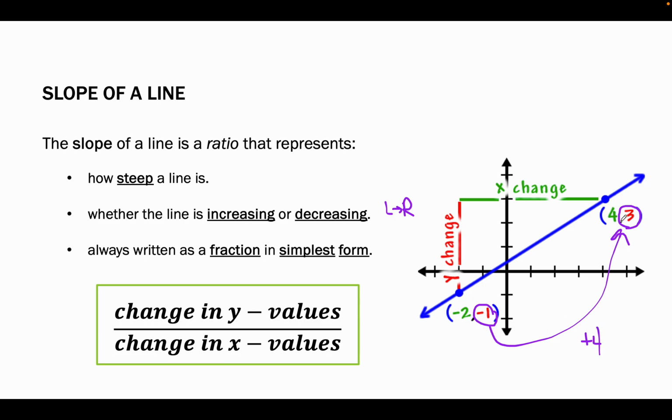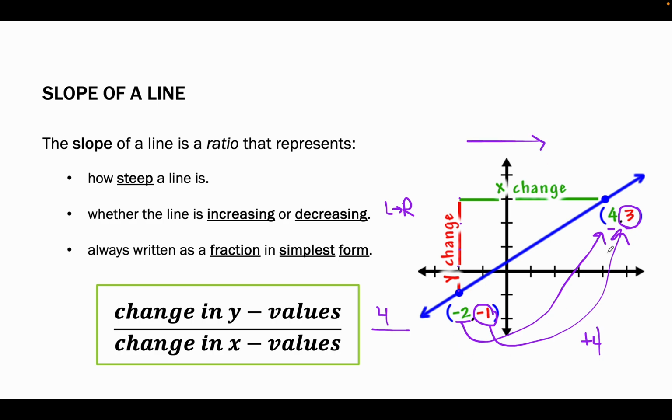You can do that by calculating it, or you can do it by counting spaces: 1, 2, 3, 4. And then that is going to go on top of our fraction, and then the change in the x values is going to go along the bottom. So again, we can look at our x values, which are -2 as our starting value, up to +4 as our ending value. And notice I'm going from left to right because that's how we read.